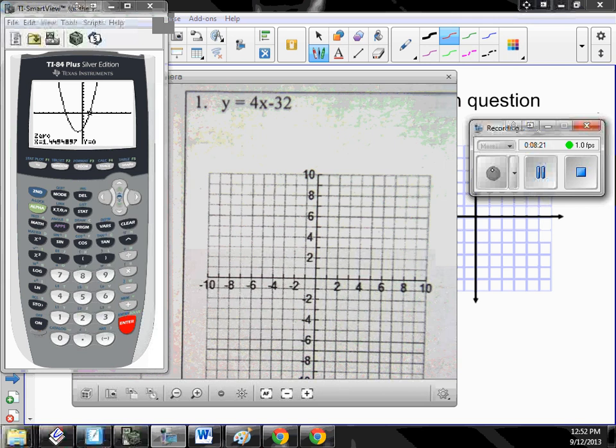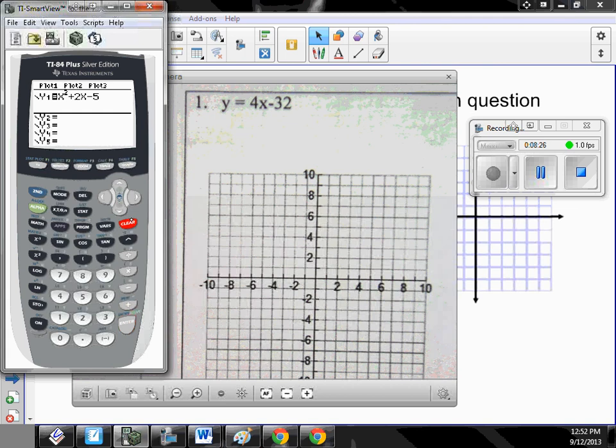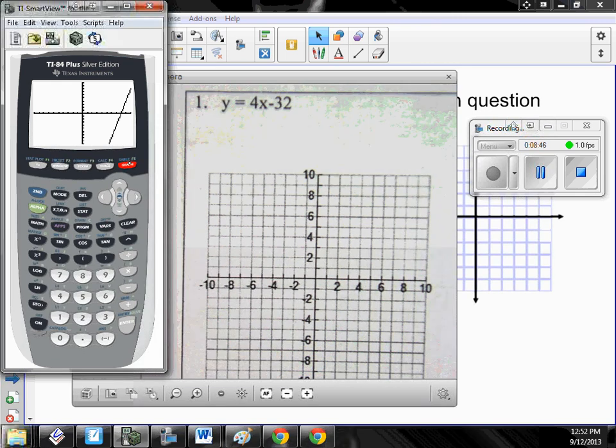Okay, looking at number 1, this is the same function we dealt with yesterday, 4x minus 32. Yesterday we looked at the x-intercept and the y-intercepts. Today we're going to be looking at positive values and negative values. So it wants to know what values of x make the function positive and what values of x make the function negative. What does it mean for a function to be positive?